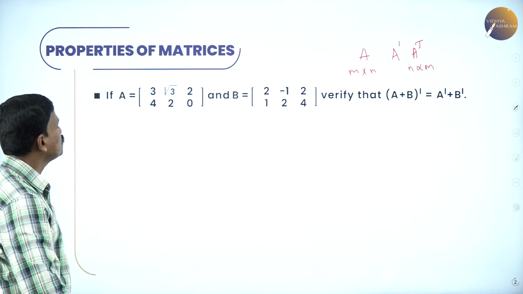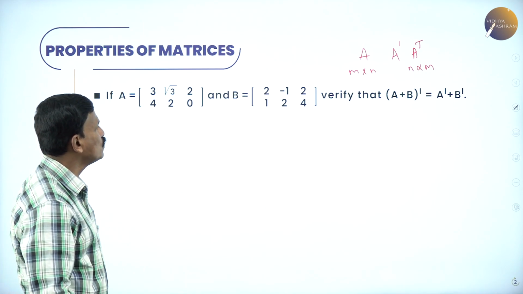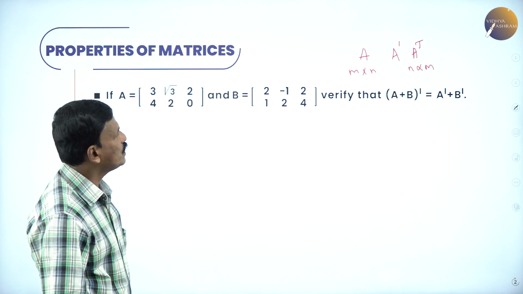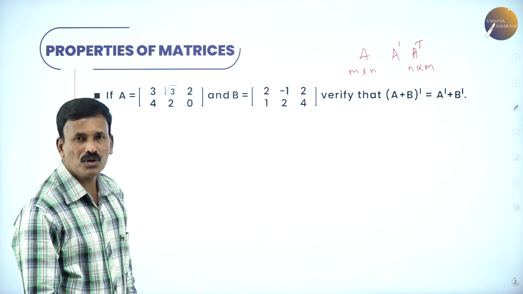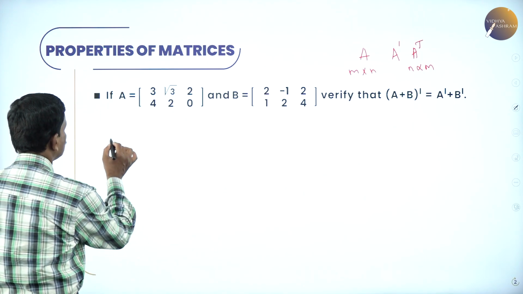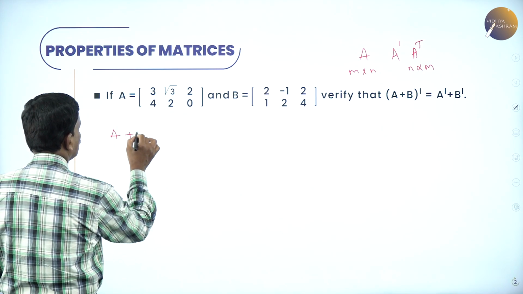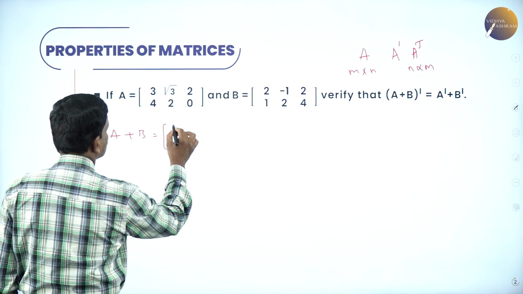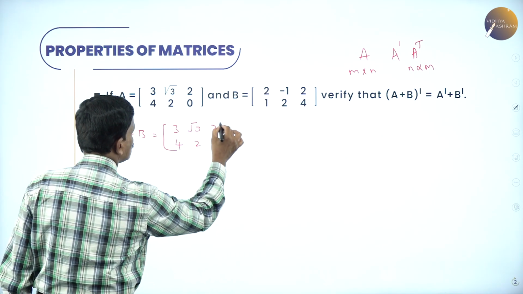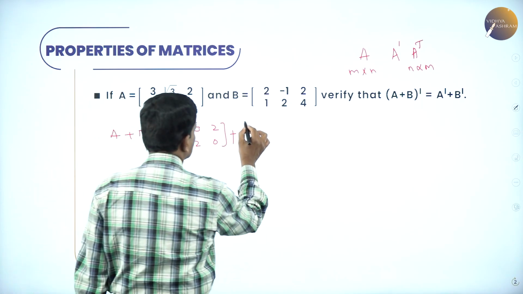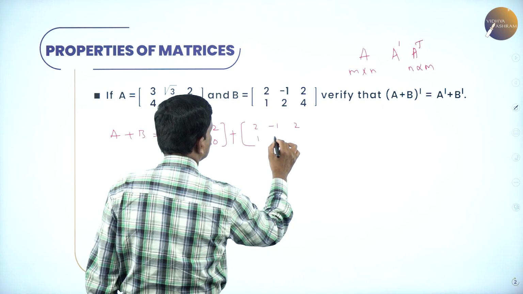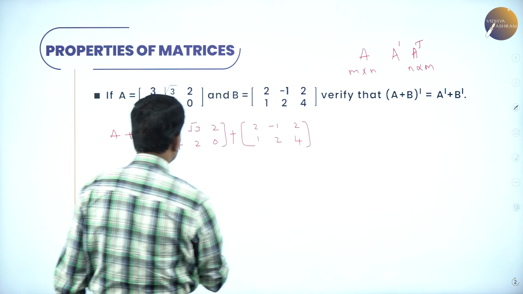Now, here, let us take this problem. If A is equal to [3, root 3, 2; 4, 2, 0] and B is equal to [2, minus 1, 2; 1, 2, 4], verify that (A plus B) dash is equal to A dash plus B dash. Now, let us find out first A plus B. Addition of matrices: A is [3, root 3, 2; 4, 2, 0] plus matrix B [2, minus 1, 2; 1, 2, 4]. Let us add these two.